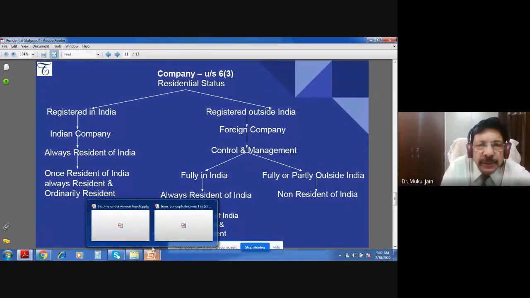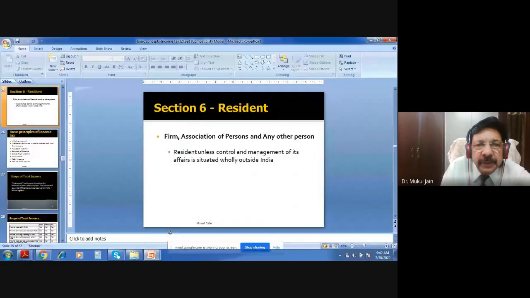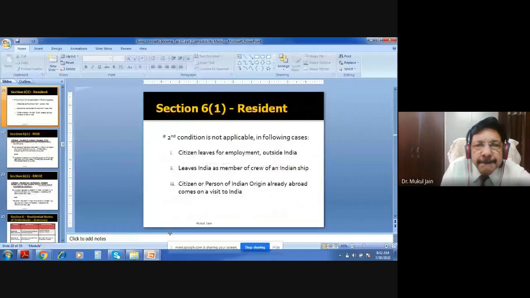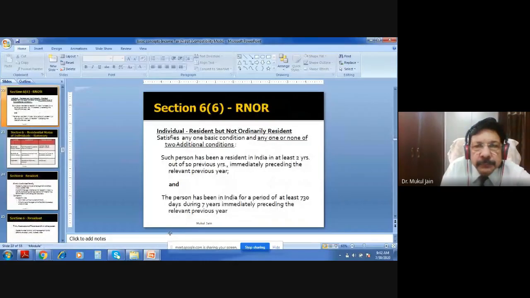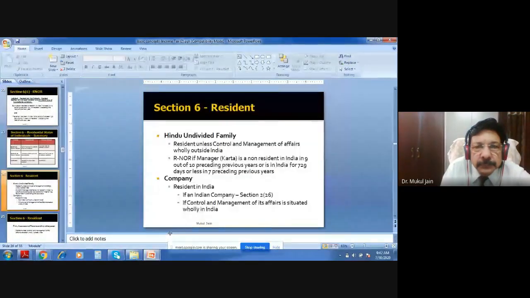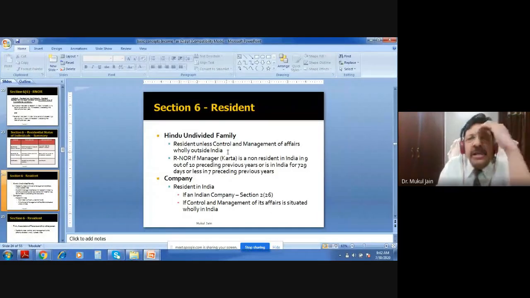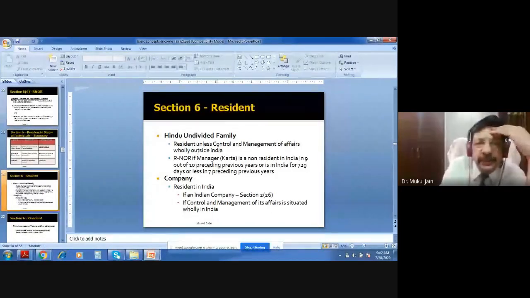Now here also in this slide we have given: Hindu undivided family resident unless control and management of affairs wholly outside India. So RNOR, if manager or karta is non-resident in India, and company resident in India, if an Indian company, if control and management of its affairs is situated wholly in India.